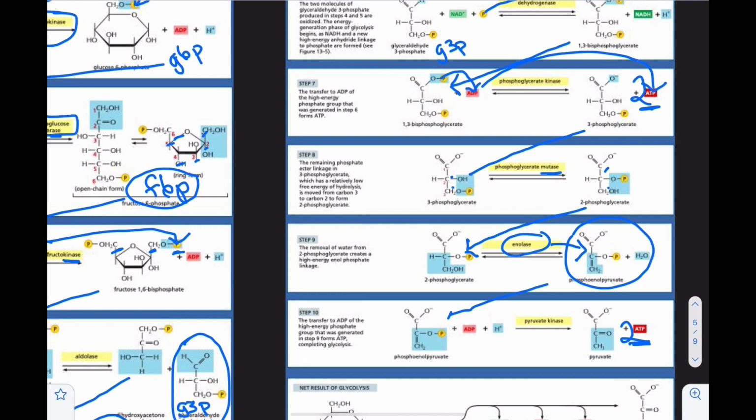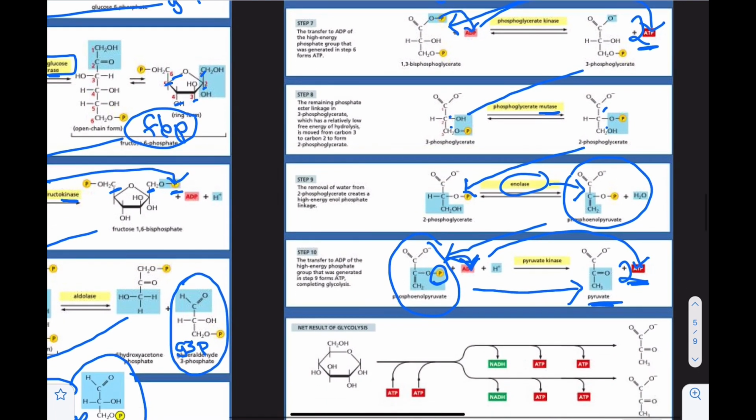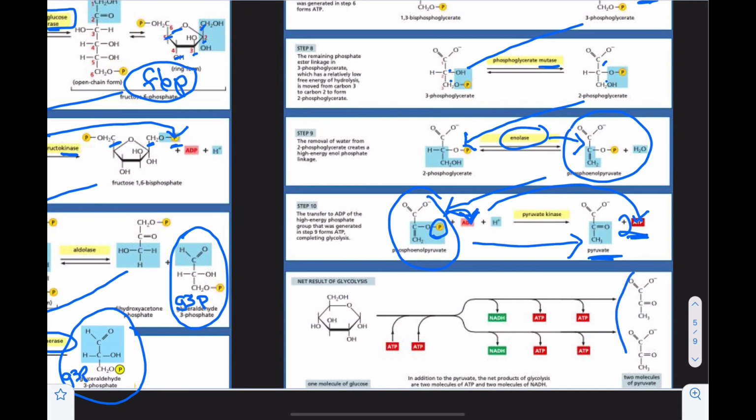Then this here is phosphoenolpyruvate. Finally, it gets converted into pyruvate. And we get 2 ATPs here by the transfer of this phosphate group to ADP. That gives us ATP and pyruvate. And here you have the end results: 2 pyruvates, the NADH and the ATPs.